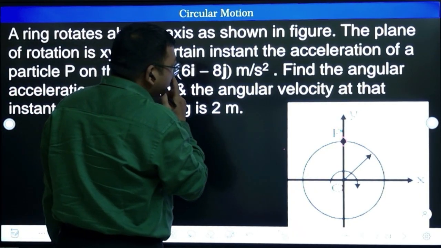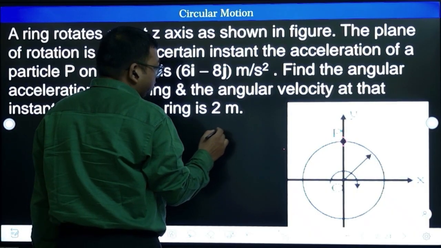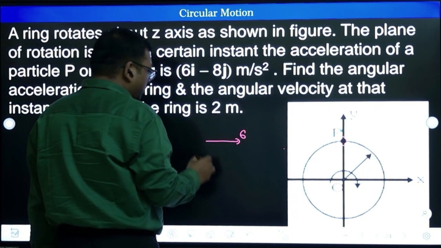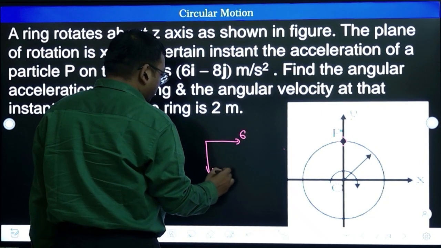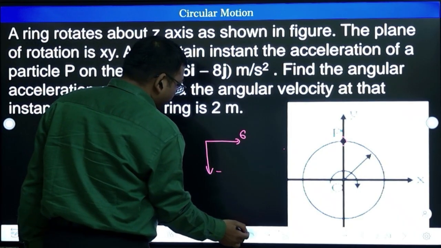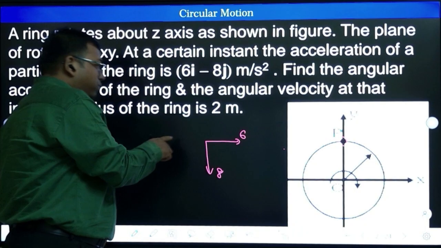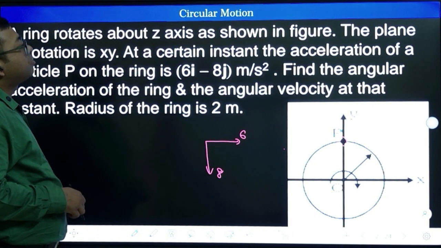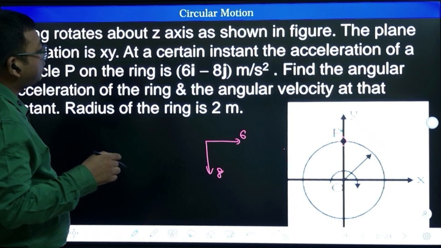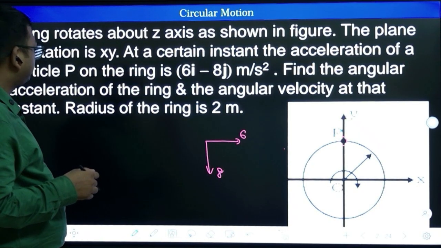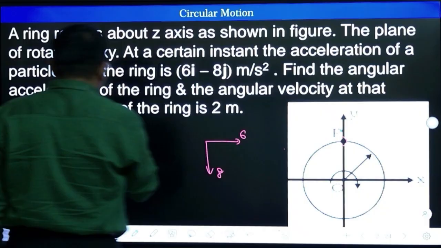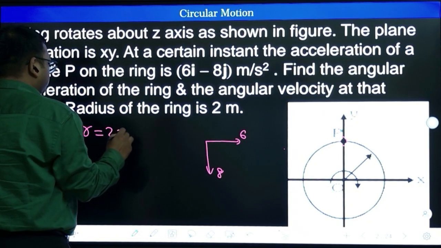6 i cap means 6 in this direction, and minus 8 j cap means downward, right? Minus 8 means it is downward. I'll just write the magnitude 8. So 8 is downward, 6 is towards the right side. Find the angular acceleration of the ring and the angular velocity at that instant. The radius of this ring is given, let us say, as 2 meters.